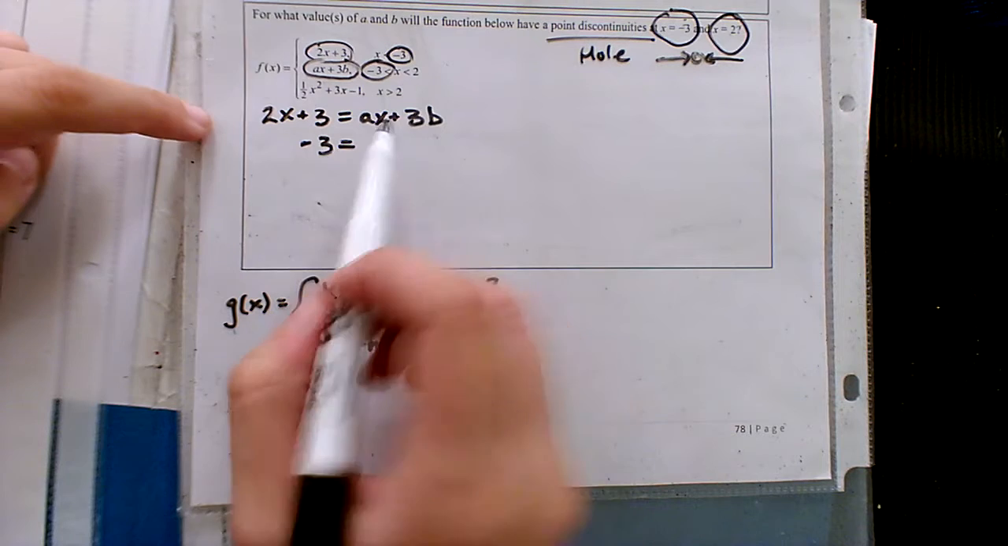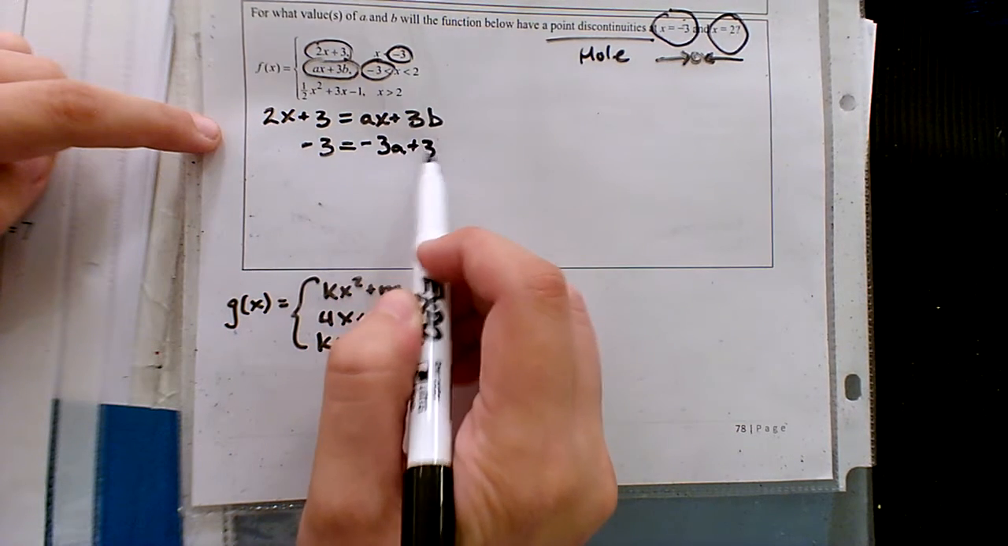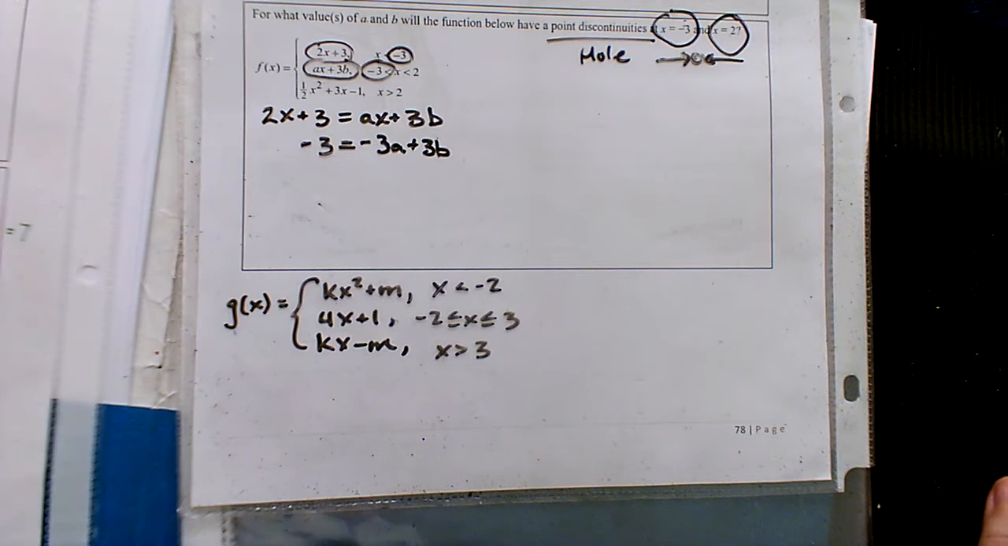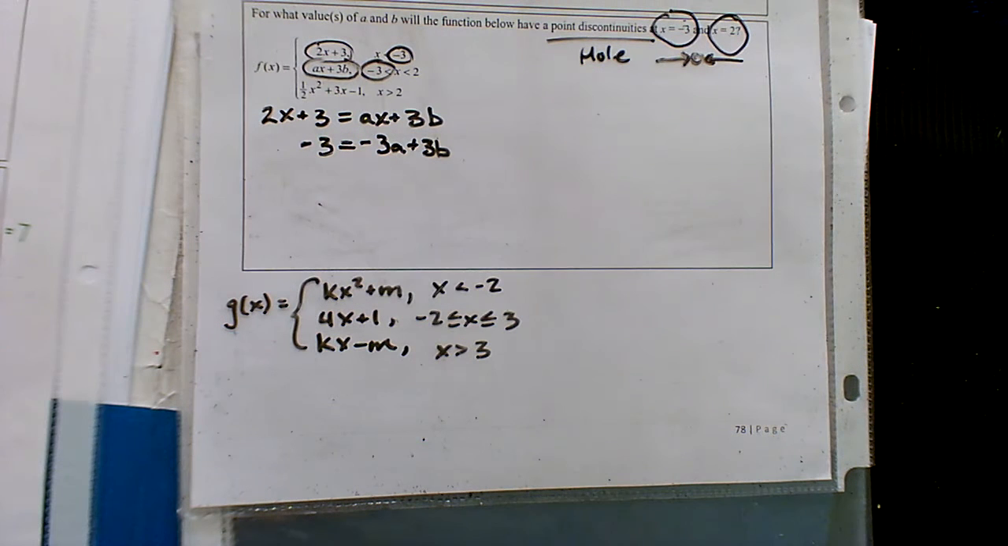If we plug in -3 for the other X, we'll get -3A, and then we still have the 3B on the end. So it's nice that we got rid of one of the variables. Now our goal is to figure out what is A, what is B, but right now we only have one equation with two variables in it.